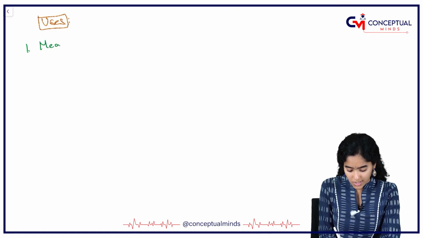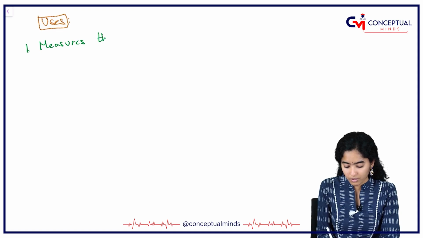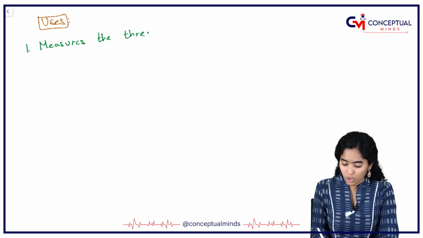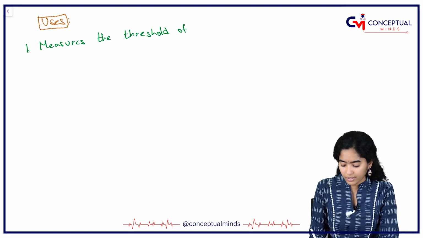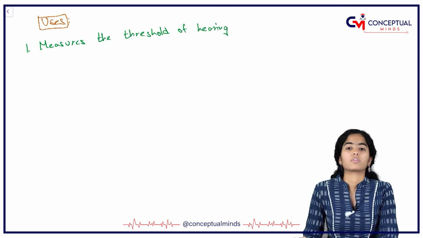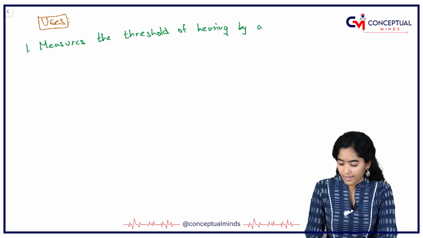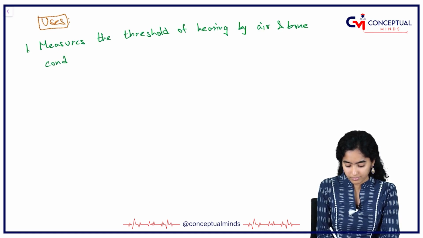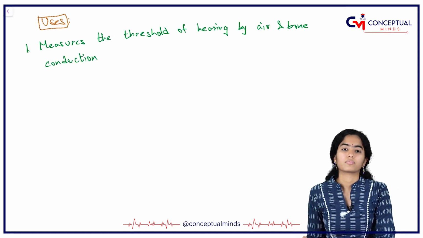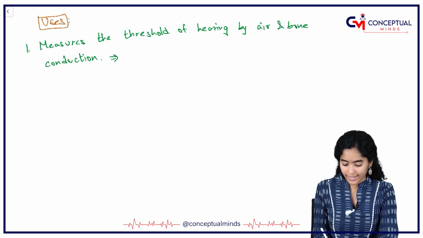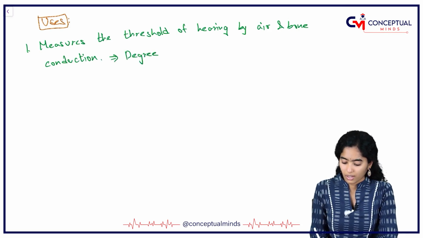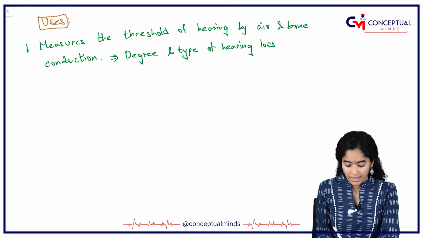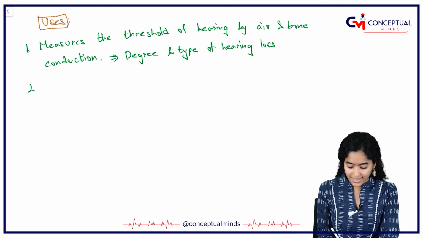So it measures the threshold of hearing by air and bone conduction. With this, you can get the degree and type of hearing loss. The second use is that it provides a record.